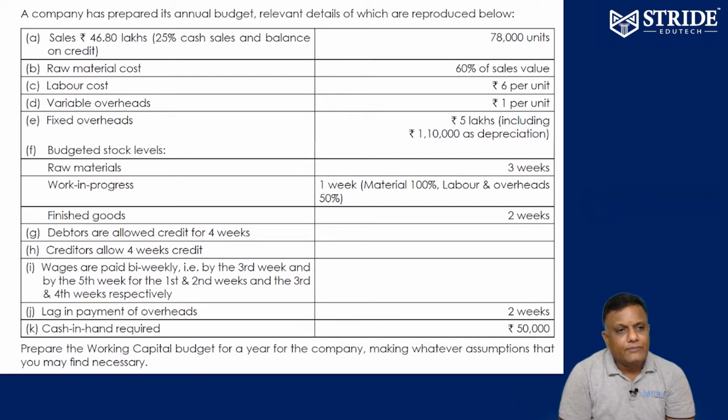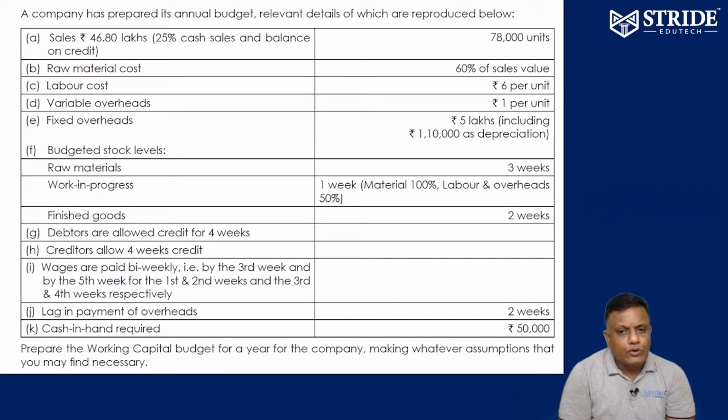Labor cost 6 per unit. Variable overhead 1 per unit. Fixed overhead 5 lakhs including depreciation. If you remove depreciation from fixed overhead, it becomes 5 lakh minus 1 lakh 10,000, that is 3 lakh 90,000. So 3 lakh 90,000 you can divide by the units, and you can find fixed overhead per unit.